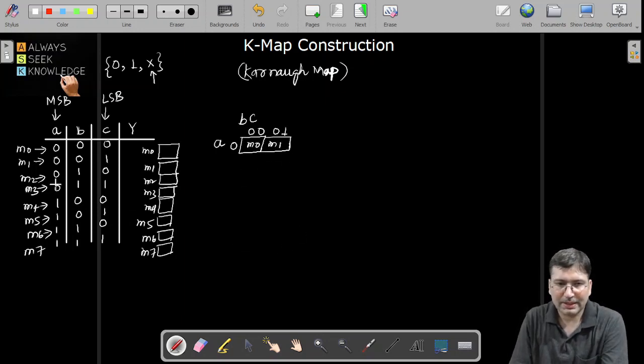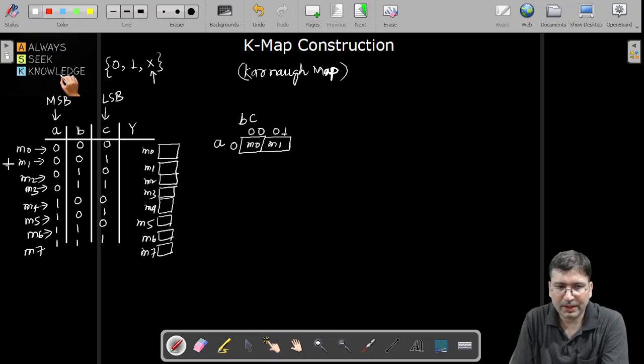Now decide, can M2 be the adjacent of M1? If we consider M1 and M2, this 0 is not varying, but this 0 is converting into 1 and this 1 is converting into 0. So there are 2 bits that are changing. That means M1 cannot be the adjacent of M2 in K-map.